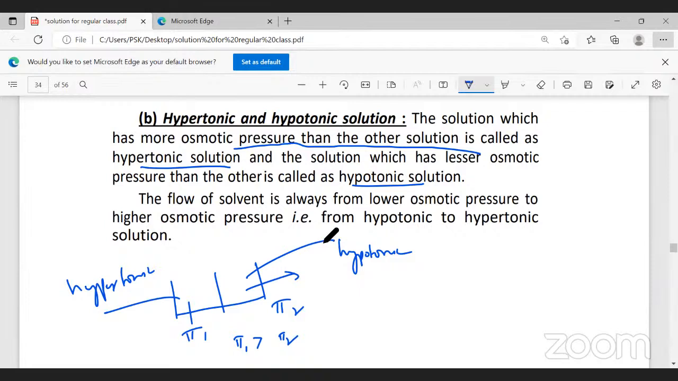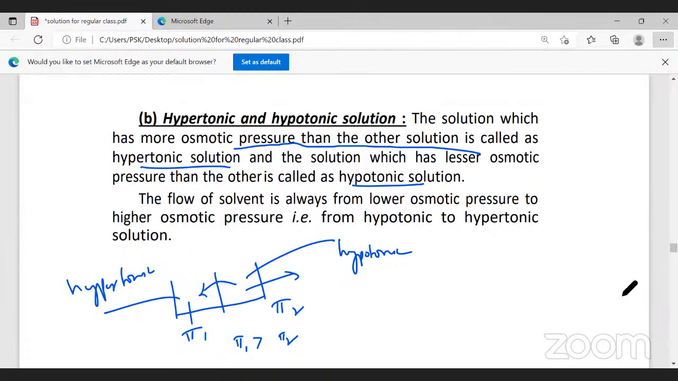All right. Now, the flow of solvent is always from lower osmotic pressure to higher osmotic pressure. That is from hypotonic to hypertonic. That means the flow of solvent particles is from the region of lower concentration to higher concentration. That is, hypotonic solution to hypertonic solution.